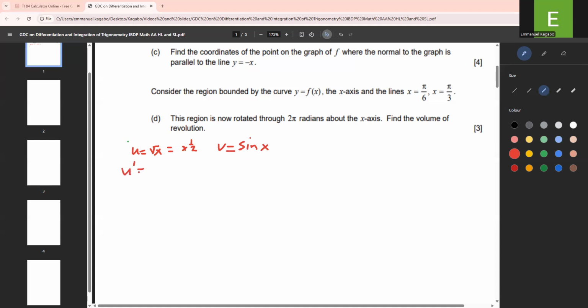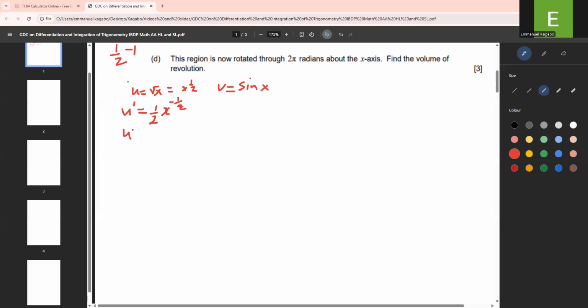The derivative of u is going to be, you bring a half in front because it's the power rule. Then for x, you subtract 1 from the power, a half minus 1, which gives negative a half. By writing this very well, the derivative of u, using the rules of indices, is going to be 1 over 2 square root of x. If you are struggling with the rules of indices, I made a video on that. You can go and watch it on EK Math Academy.